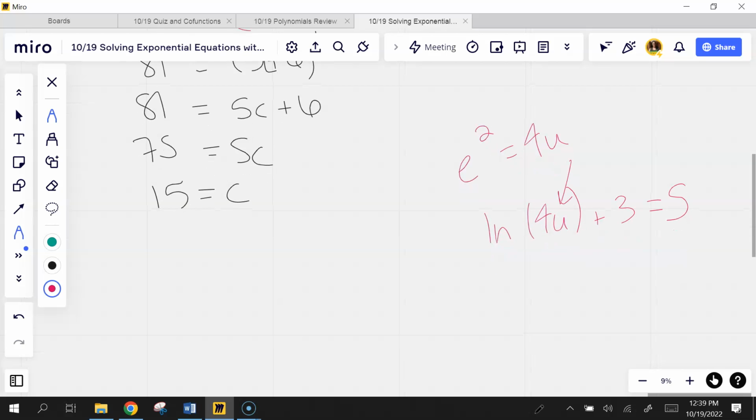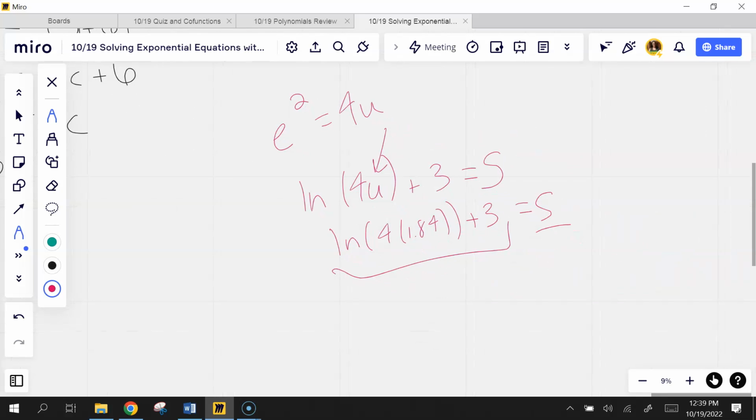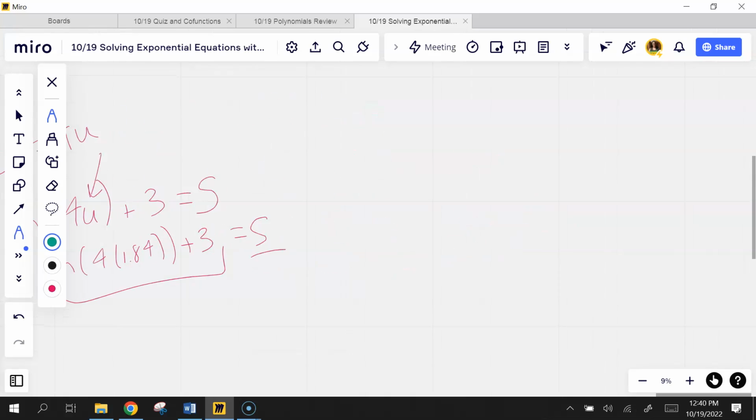If you plug your solution in here, so you would have log of, what'd you get for u? 1.84. You put all of that in your calculator and it should be close to 5. Again, it's not going to be exact because you've rounded. 1.84 is rounded, so it won't be exact for you.